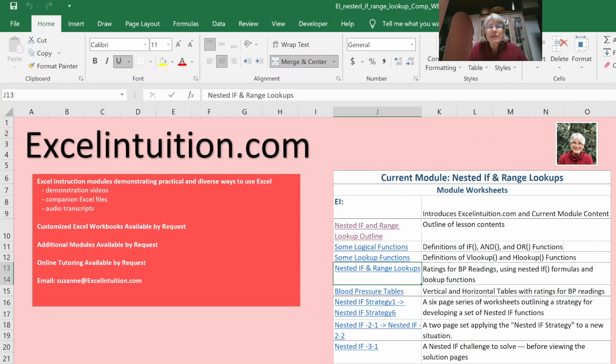If you haven't already done so, I recommend you download this particular companion workbook so that you can examine it and learn from it and try functions on your own with it. So we're going to jump to the worksheet labeled Nested If and Range Lookups.